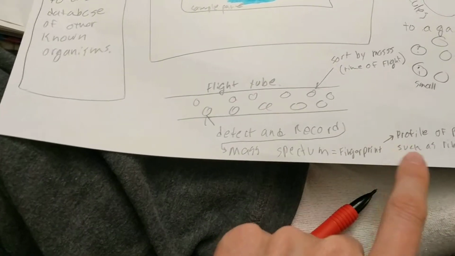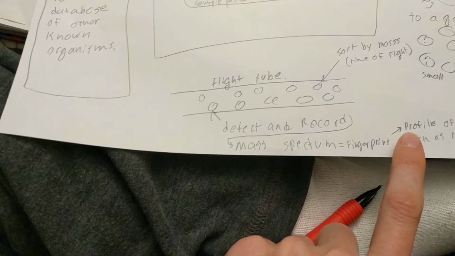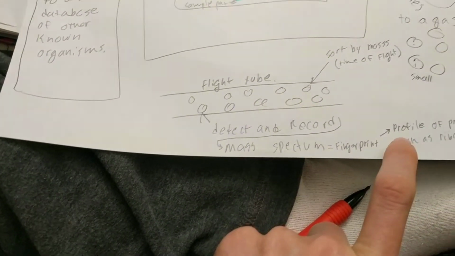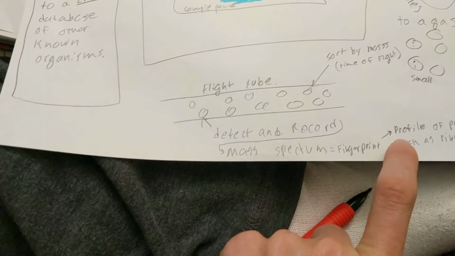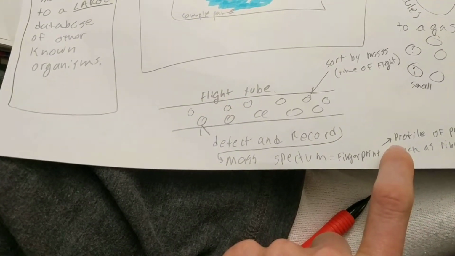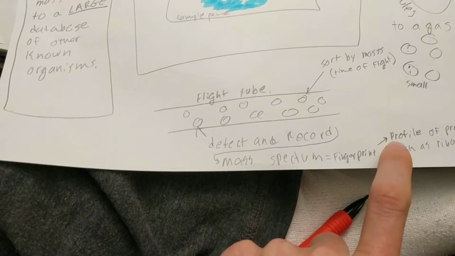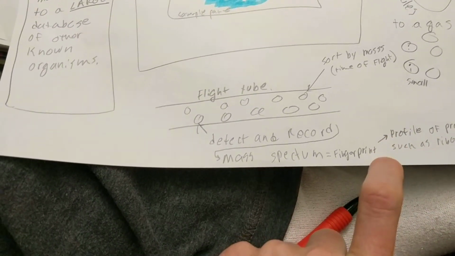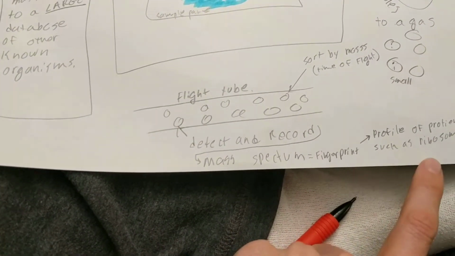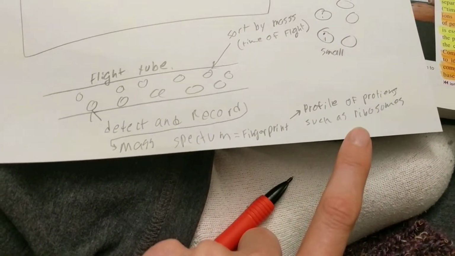This is essentially a fingerprint, okay, or a profile of proteins and other macromolecules. So you're really learning the identity of this based on their mass and how fast they are, okay? So you're getting a profile of the proteins and other macromolecules in the cell, particularly ribosomes. Ribosomes are very particular, okay? What's next?